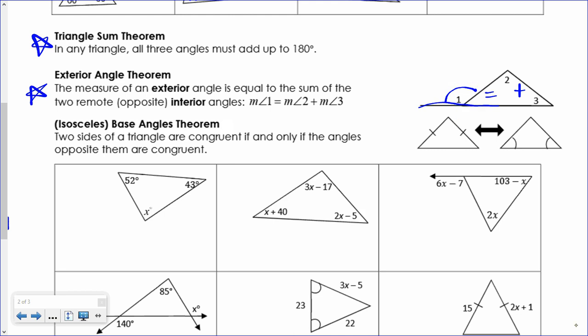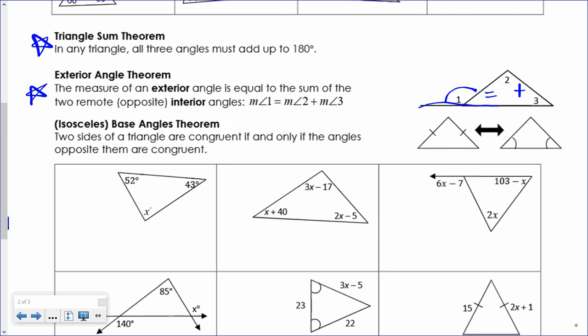Again, the exterior angle theorem says that if you create an exterior angle on the outside, it's going to be equal to the sum of the two interior angles that are on the other side of the triangle. You're not going to use this angle, the one that's adjacent to it, you don't use that one. You have to go all the way to the other side of the triangle and add those two together.